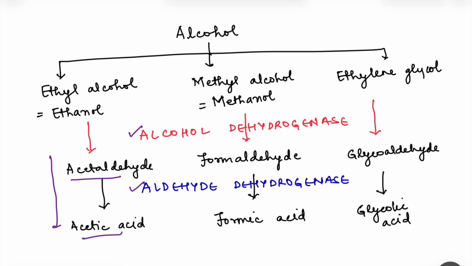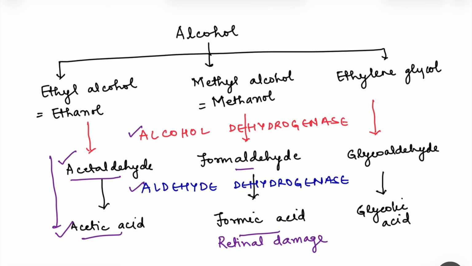Methanol is converted by alcohol dehydrogenase to formaldehyde, which is converted by aldehyde dehydrogenase to formic acid. So you see here that there is a pattern. First there is an aldehyde forming and then there is an acid forming. When we talk about methanol, formaldehyde and formic acid both are toxic to the body. Mainly they cause retinal damage. So basically, if this is consumed, it is toxic and it leads to death as well.